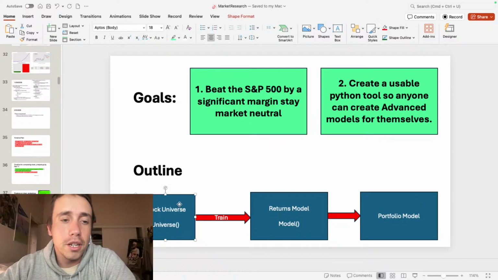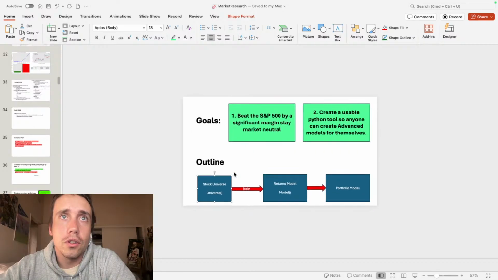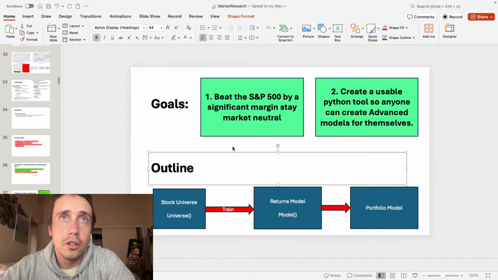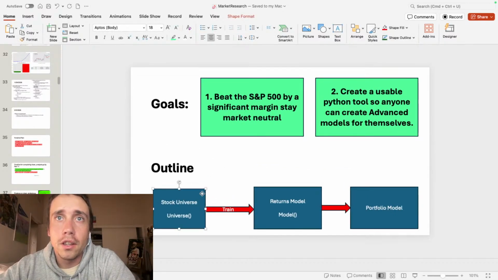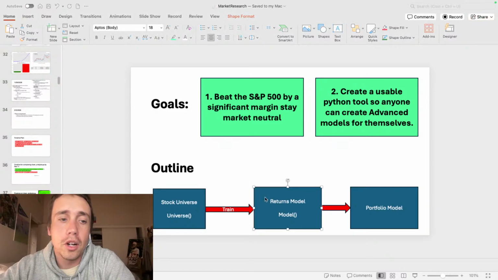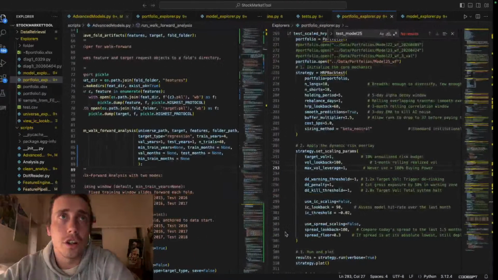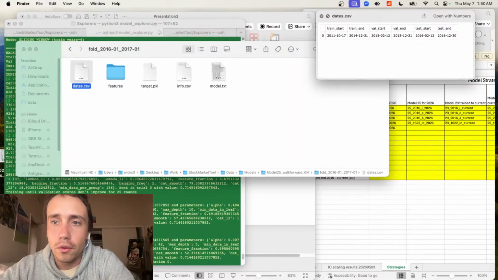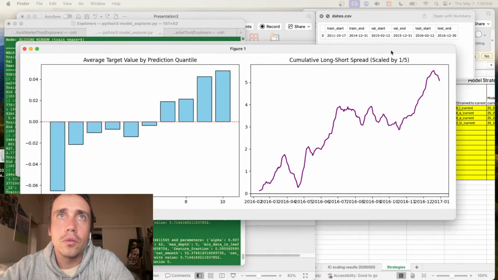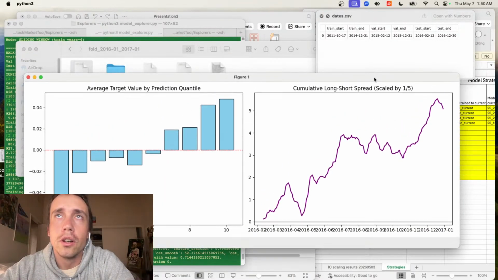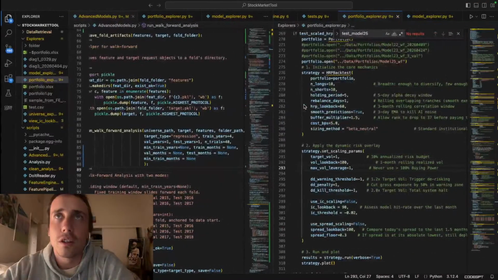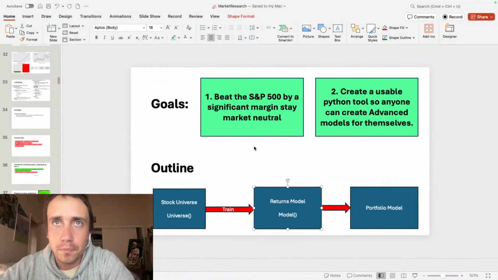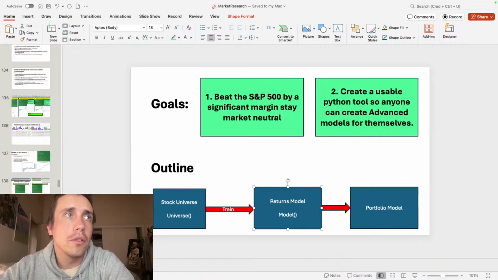The return should be consistent regardless of the macro regime. So the first step is isolating a stock universe. You don't want to use all stocks that are available to you. I've done that. I've trained a returns model. I'm confident the returns model is good. And then the final stage, which I'm working on now, is implementing that into a portfolio model. I'm tweaking the returns model as I go, but there's not much utility in that. So now I'm working on the portfolio model.